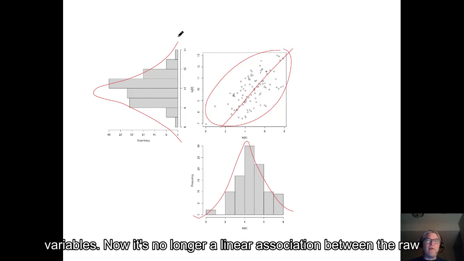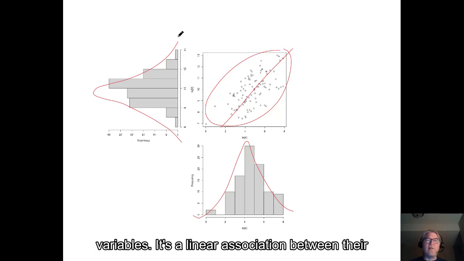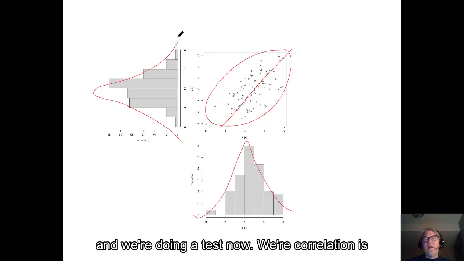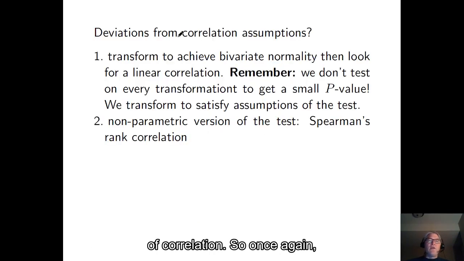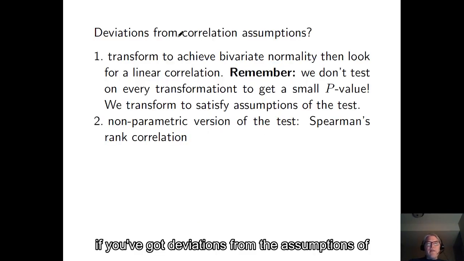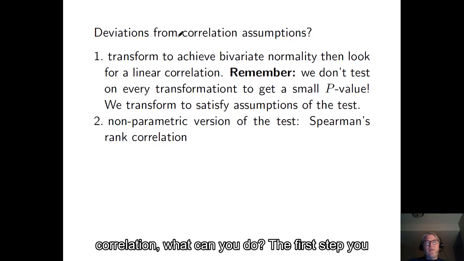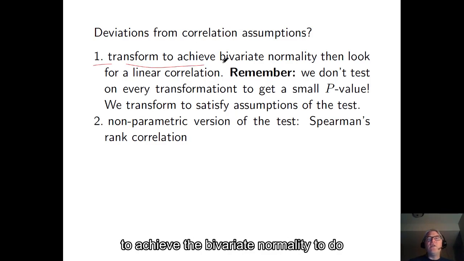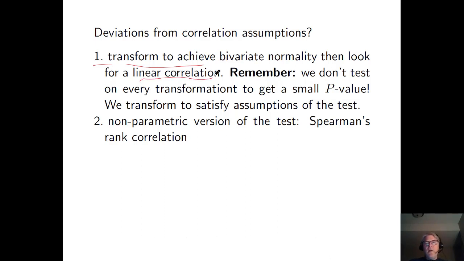Now it's no longer a linear association between the raw variables, it's a linear association between their logarithms, but still we can report that in our conclusions. And we're doing a test now where regression is appropriate because it's meeting the assumptions of regression. So once again, if you've got deviations from the assumptions of correlation, what can you do? The first step you can do is think about transforming to achieve the bivariate normality to do a linear correlation. I often just call them correlations, but they're linear correlations.